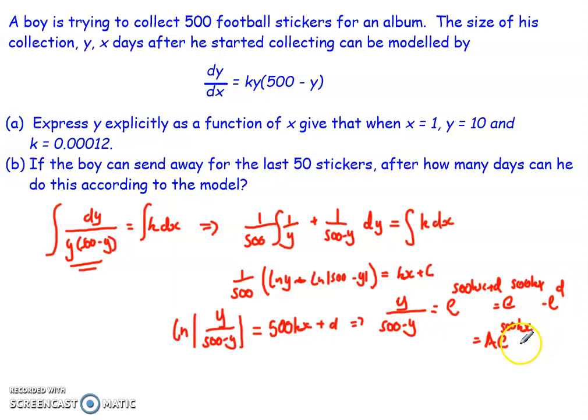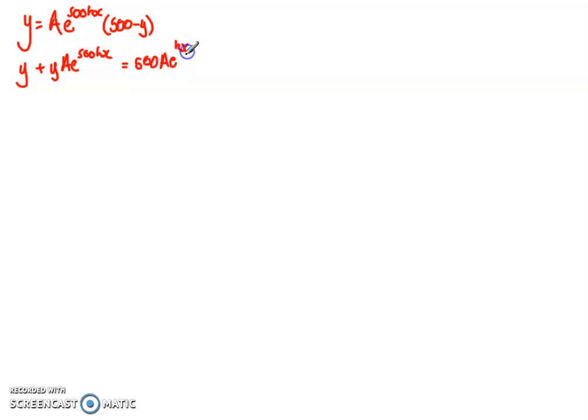What I can then do is take the 500 minus y over and look to separate my x's and y's onto their corresponding sides. So I can rewrite it as y equals a e to the 500kx times 500 minus y. Now if I multiply out this bracket and take the y's across to this side, I'd end up getting y plus y a e to the 500kx equals 500 a e to the 500kx. Take y out as a common factor and then put it back across on the bottom. What I'll end up getting is that y equals 500 a e to the 500kx over 1 plus a e to the 500kx.